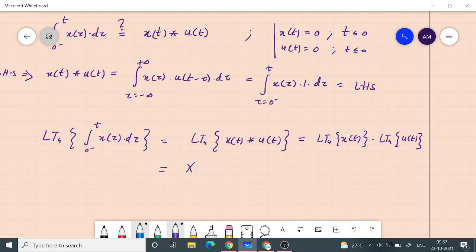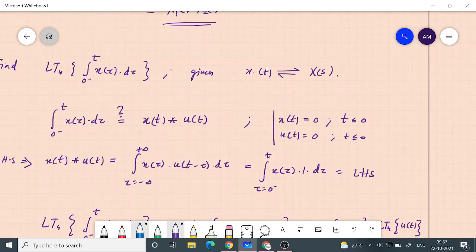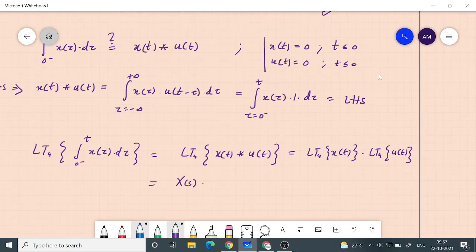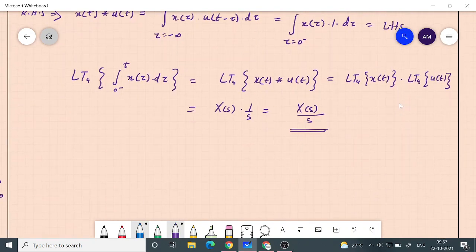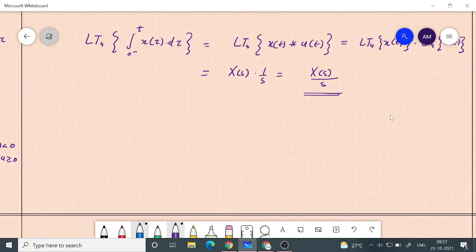That we know is X of s. It is given in the question that the function has a Laplace transform X of s. And we have already found out the Laplace transform of the unit step function. It is 1 by s. So this is equal to X of s by s. This is what yesterday also we got in another way. So this is a different way of arriving at the result. So yesterday what we did, let me repeat it again.